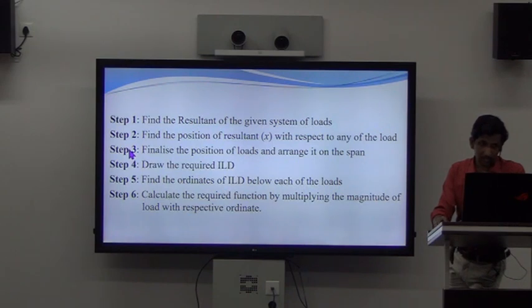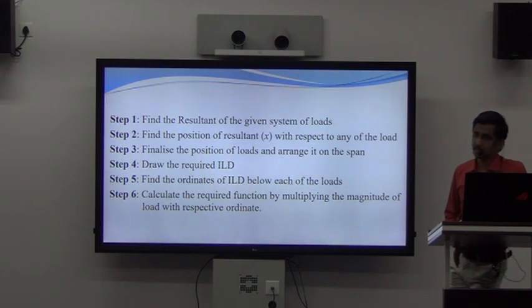Okay. So in step 1, since this is a case where you are supposed to find out absolute maximum bending moment and bending moment under a single point load, first of all, you have to find out the resultant of the train of loads. Okay, that will be our first step. So basically, in the case of train of loads, all the loads will be parallel to each other. So in order to find the resultant, you just take the sum of these loads. So that will complete our step 1.